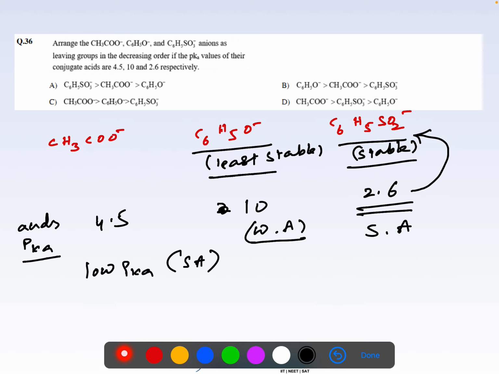Yes, this can be explained through resonance also. So we can relate the stability with respect to leaving group ability. Since C6H5SO3 minus is more stable, it will leave easily. So it will be C6H5SO3 minus, then CH3COO minus, and C6H5O minus, the phenoxide ion, will be a poor leaving group. Option A will be correct.